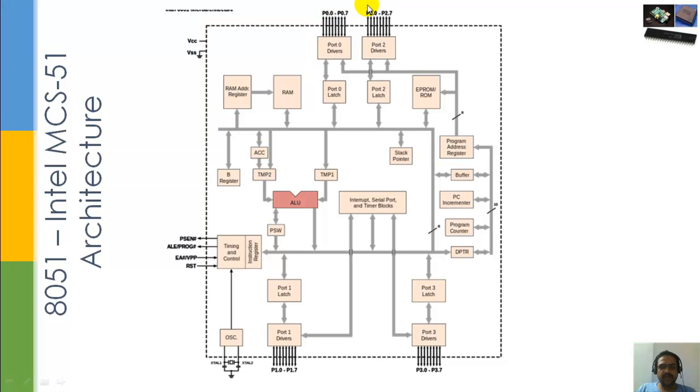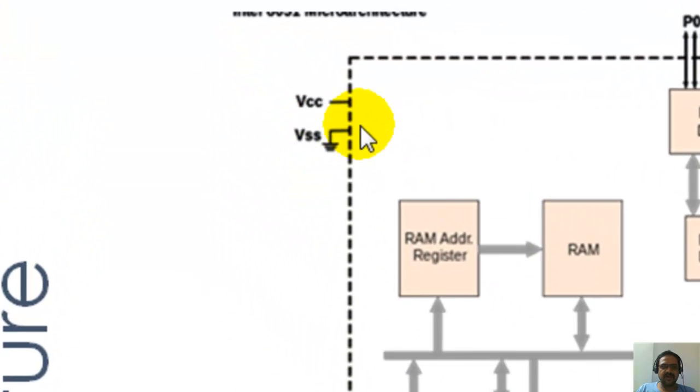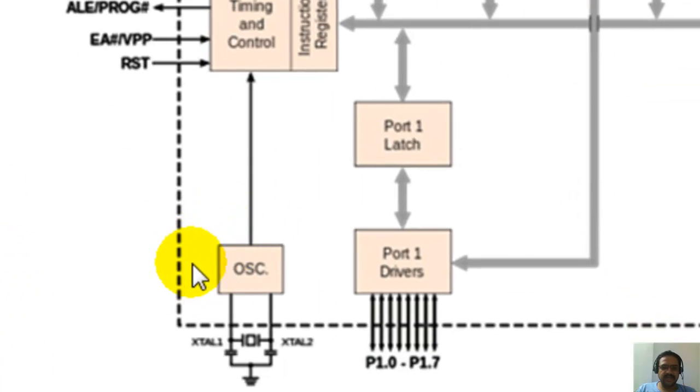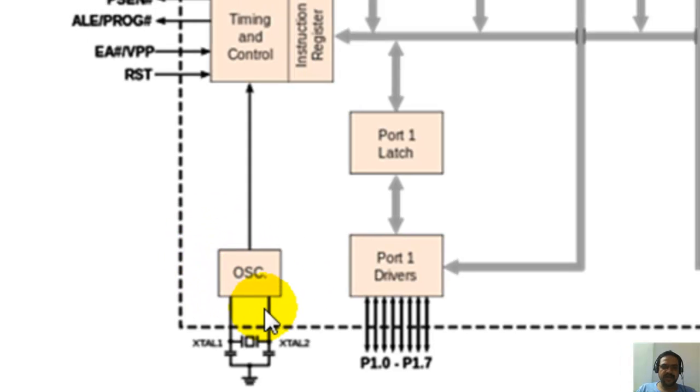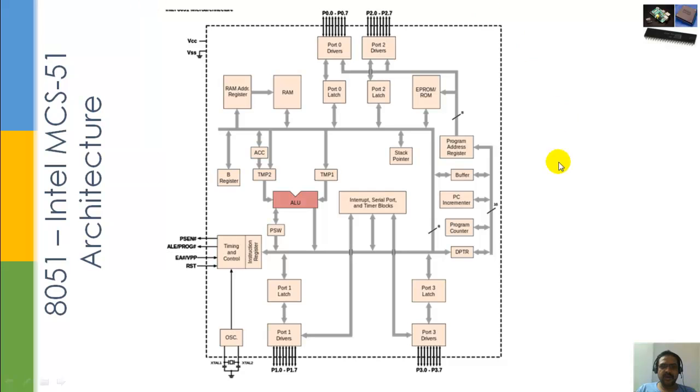These are some of the IO pins that protrude out of the 8051 for interfacing with the real world. This is ground and the supply for the 8051 to get powered up, and this is the oscillator. The oscillator is what provides the clock frequency. This is what can vary from 12 to 30 megahertz. So this is the overall architecture of 8051.